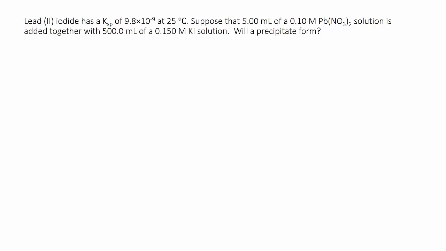In this video, we're asked to see whether a precipitate will form after mixing a solution of lead-2 nitrate together with a solution of potassium iodide. We can go ahead and write out the equation, seeing what's going to happen here.